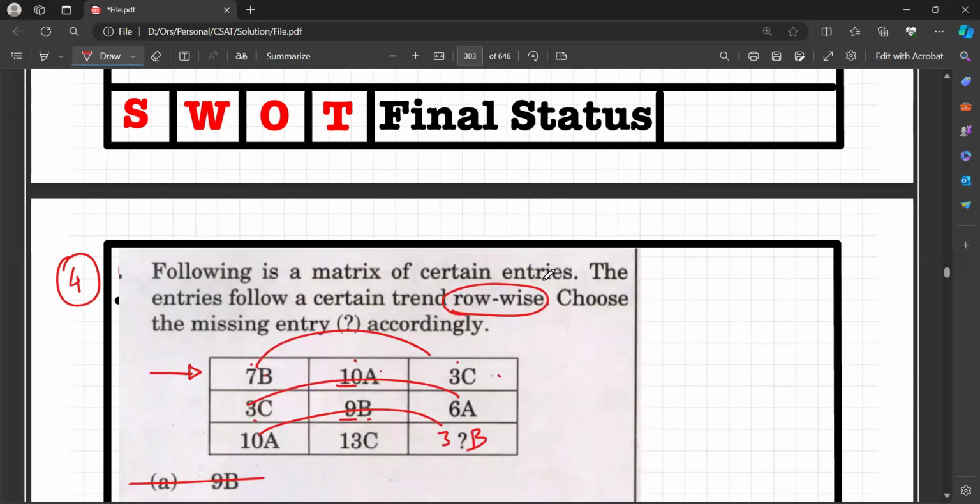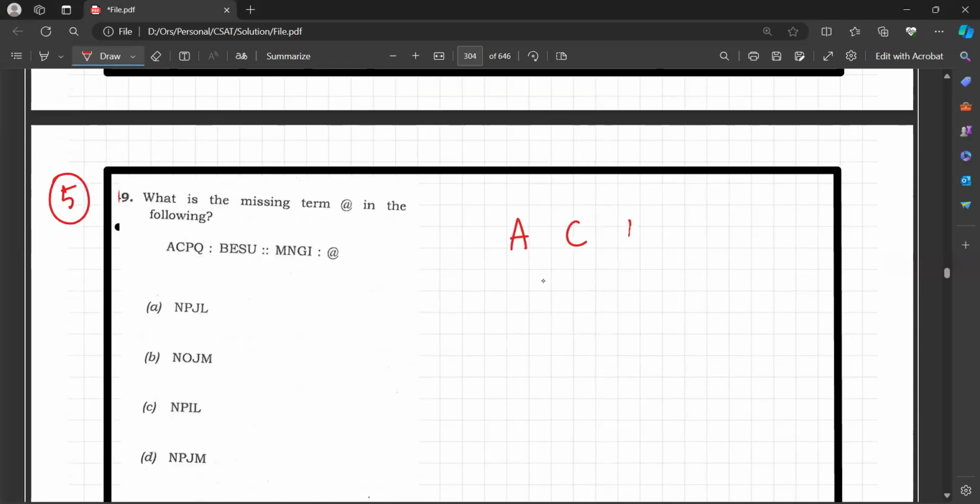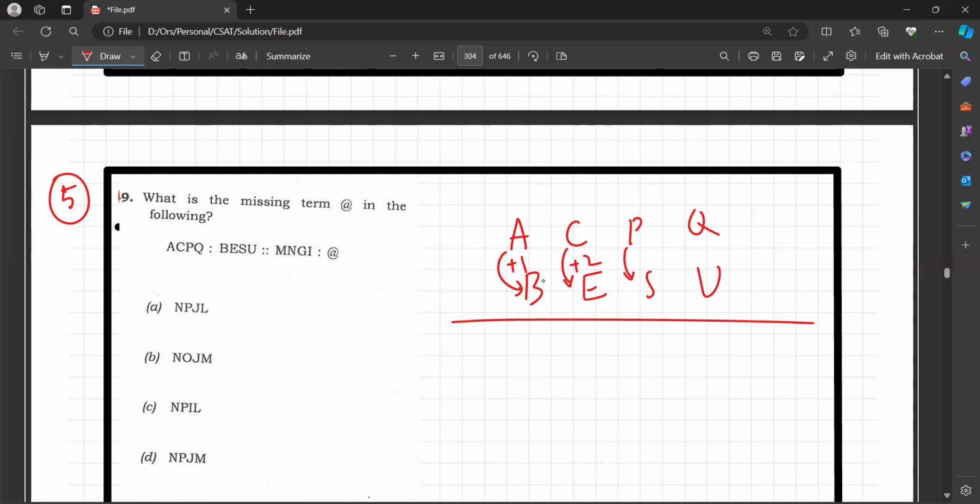This is question number 5. If A, C, P, Q is written as B, E, S, U, what is the sequence? Plus 1, plus 2, QRS plus 3, RSTU plus 4. This is the sequence. MNGI. See the options. It begins with N. You need not check that. It has to be N. Then the next are POPP.